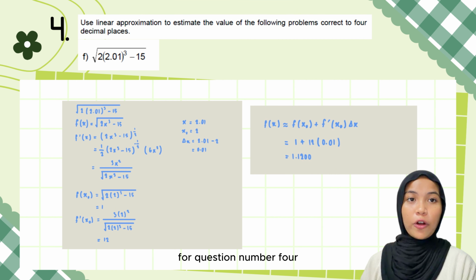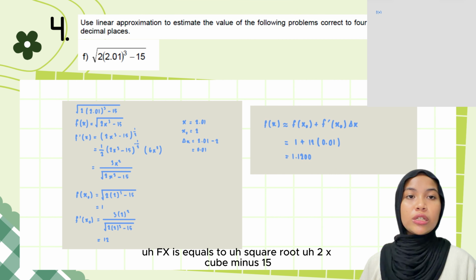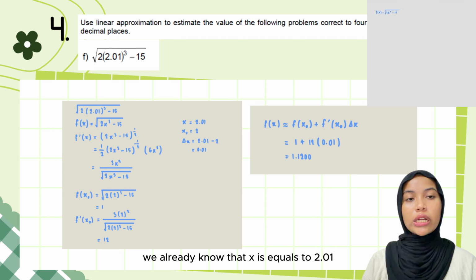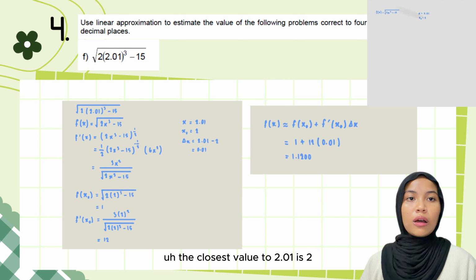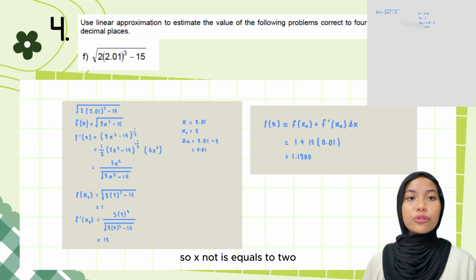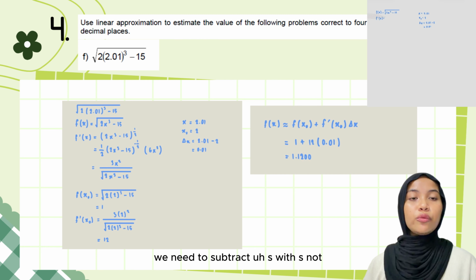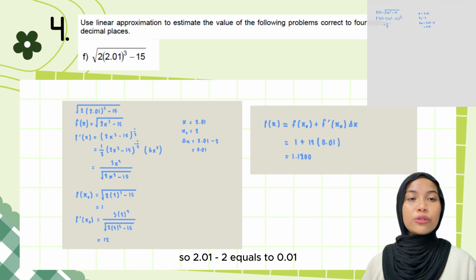For question number 4, f(x) is equal to the square root of 2x³ minus 15. Based on the question, we already know that x is equal to 2.01. The closest value to 2.01 is 2, so x0 is equal to 2. To find the delta x, we need to subtract x0 from x. So 2.01 minus 2 equals 0.01.